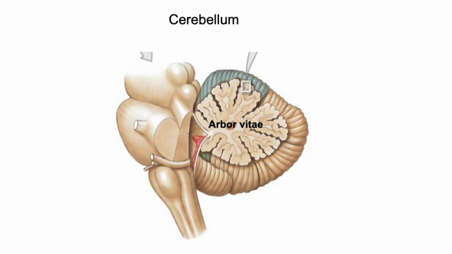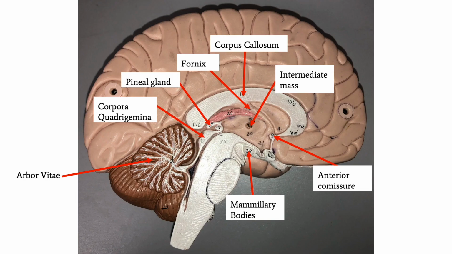So remember that structure we talked about, the cerebellum? When you cut the cerebellum in half, you actually have this structure here called the arbor vitae, which is Latin for the tree of life, and I think that's pretty cool. So now here's a picture of those structures we just talked about labeled on a model. If you guys want, feel free to pause the video and study these structures now.